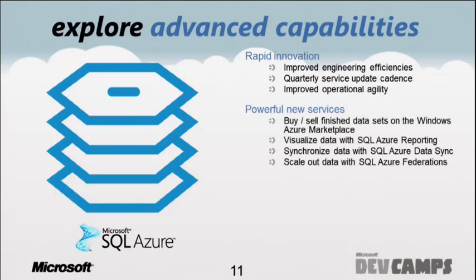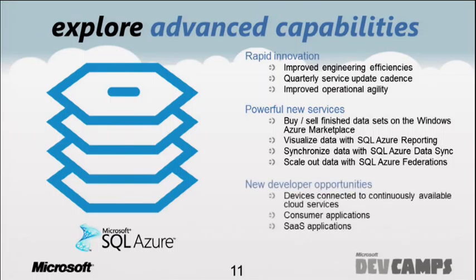So we've got a bunch. The idea here is that we're also providing a lot of powerful value-added services that extend what you can do with SQL Azure. For example, you can buy and sell finished data sets on the Windows Azure Marketplace. You can go up there and consume them. If you've got an interesting data set that you think other people would be interested in using, you can publish it up there and make money off of it. You can visualize your data with SQL Azure Reporting. You can synchronize your data with SQL Azure Data Sync. And you can scale your data out with SQL Azure Federations. And we'll talk about all of those.